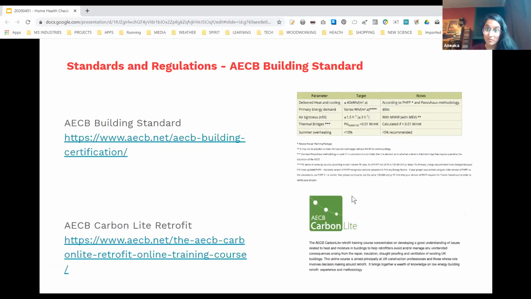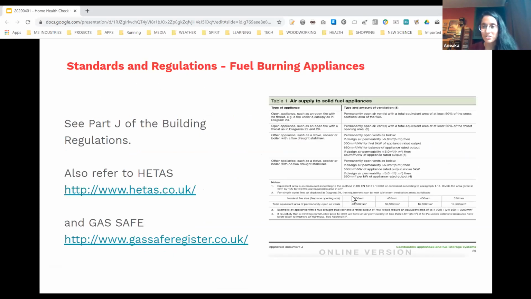There's also a bit more information in the AECB building standard. So if you follow these links and have a look, as I said, this isn't my area of expertise, so I won't be able to answer any detailed technical questions on them. But certainly there's information here that you can follow up. And if you have fuel burning appliances, obviously they have to be Gas Safe, and there are heat standards as well.